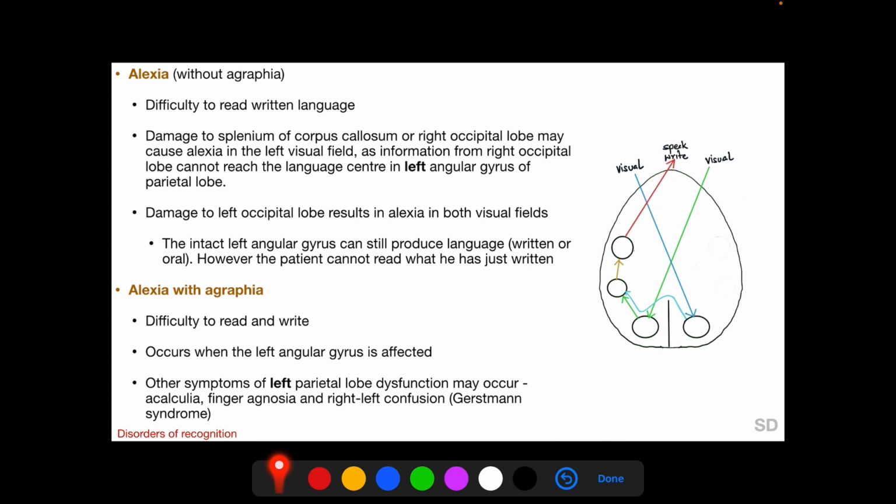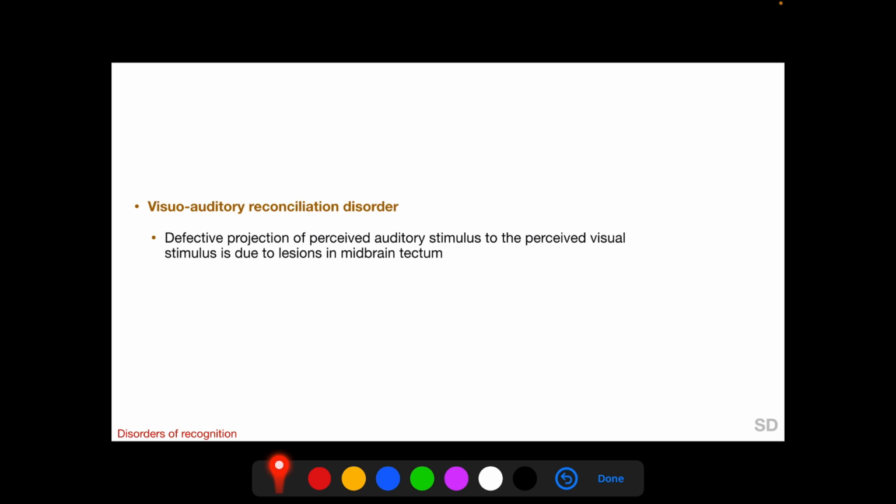Other symptoms of left parietal lobe dysfunction may also occur, and this cluster of symptoms is called Gerstmann syndrome, and it includes acalculia, that is inability to do mathematical calculation, finger agnosia, that is inability to count or identify fingers, and right-left confusion. Visuo-auditory reconciliation disorder occurs with lesions in the midbrain tectum, and the perceived auditory stimulus from a perceived visual stimulus is not accurately projected to the perceived visual stimulus.